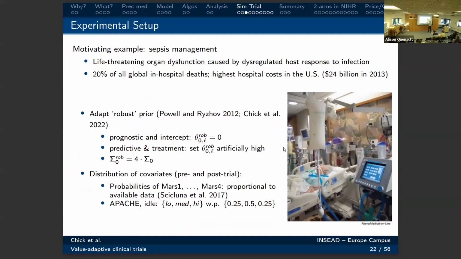So the actual empirical distributions of the different covariates, Mars 1 through Mars 4, were taken from the empirical study. So it's not exactly 25, 25, 25, 25%. But everybody had at least 15% within each cluster. And then for the Apache score, we just took low, medium, and high. And that was more ad hoc selected.